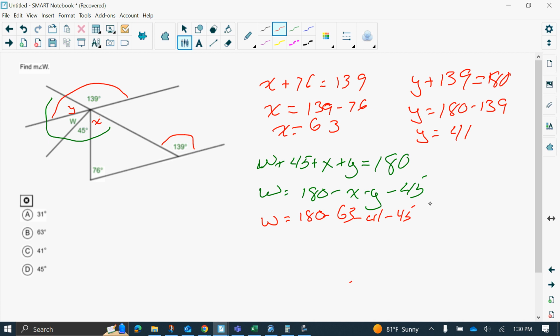Well, you do all the subtraction, and that's 180 minus, well, 63, 41, and 45. Well, that's 8, 9. That's 10, 14. So minus 149. And so 131. And so it's A.